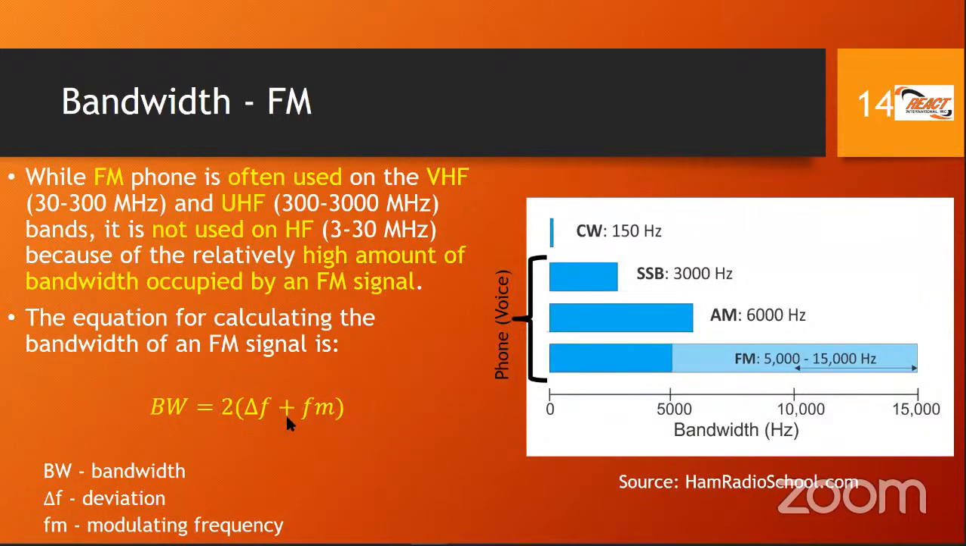But what are the terms in brackets? We have delta F, which is the deviation. And then we have FM, which is the modulating frequency. So delta F, deviation, plus FM, modulating frequency. We have to add these two together and then multiply by 2. So this is our bandwidth formula to calculate the bandwidth of an FM signal. And we'll do an example shortly.